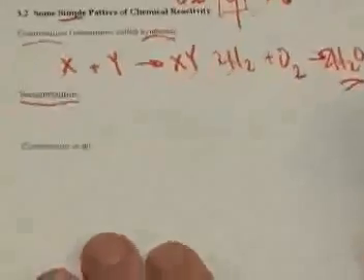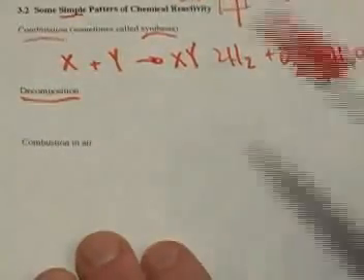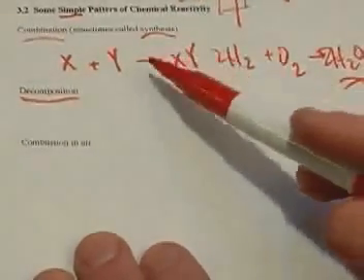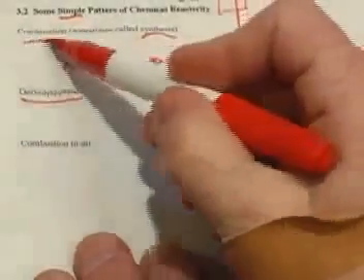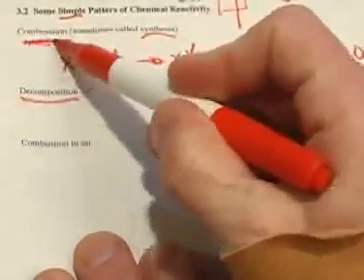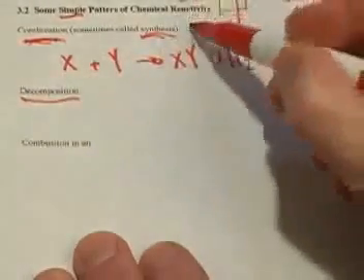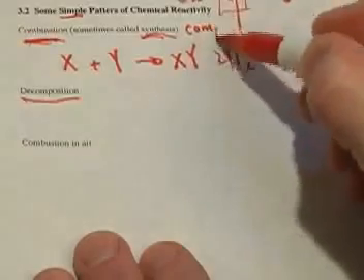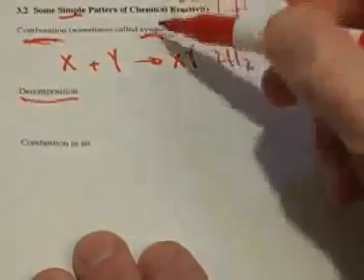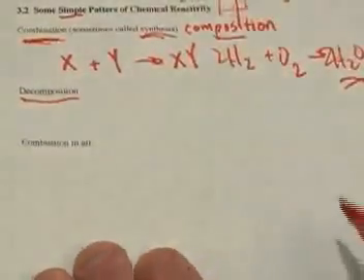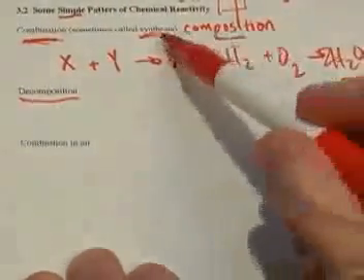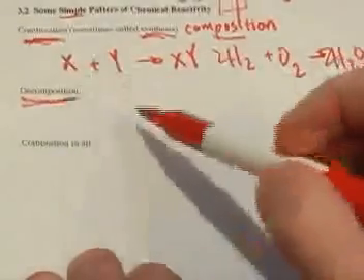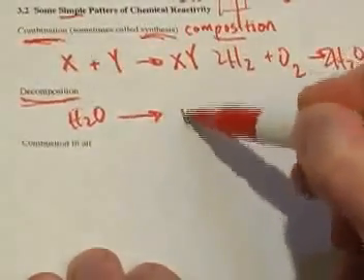The second type of reaction, simple pattern of reactivity, is something called a decomposition reaction. This is the opposite of composition or combination. I should put that in here as well. Sometimes this is called combination or synthesis, or sometimes it's also called composition. Composition, synthesis, combination all mean the same thing. The opposite of composition, synthesis, or combination is called decomposition. This would be where we have one thing and we break it up into 2 or more.